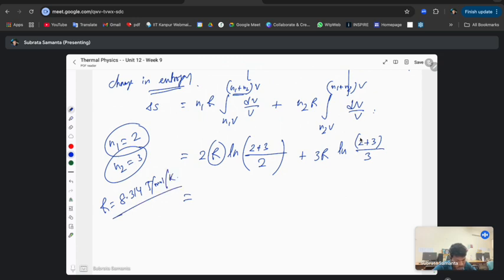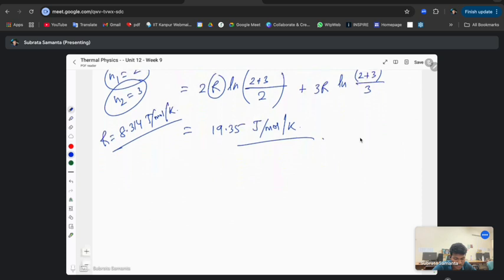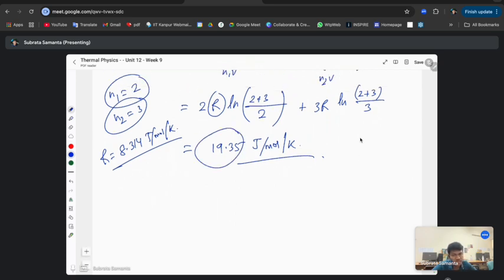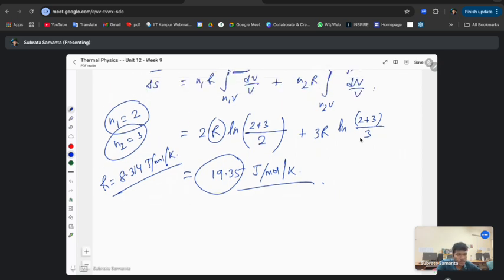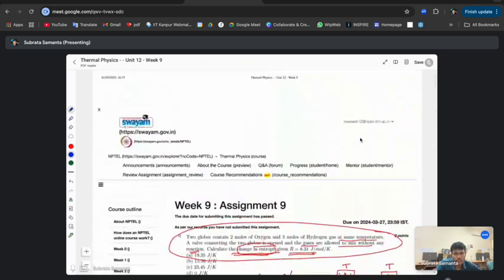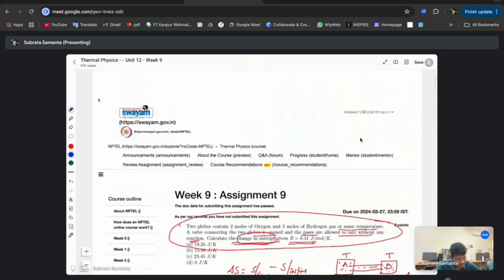So this gives us 19.35 joule per mole per Kelvin. So this is the answer. Let's check the options. So option A is correct, 19.35.